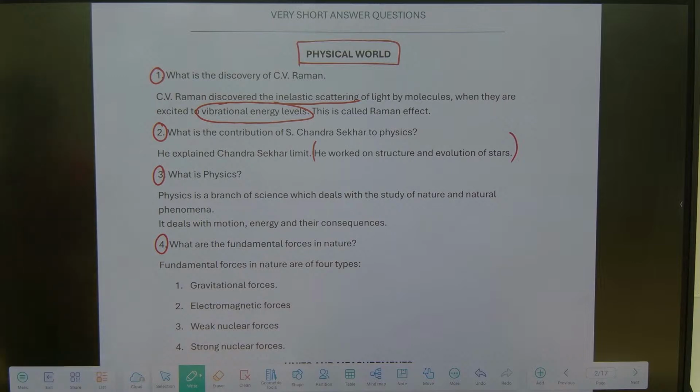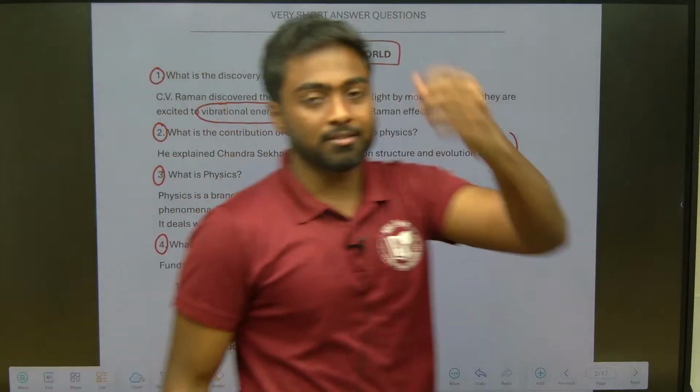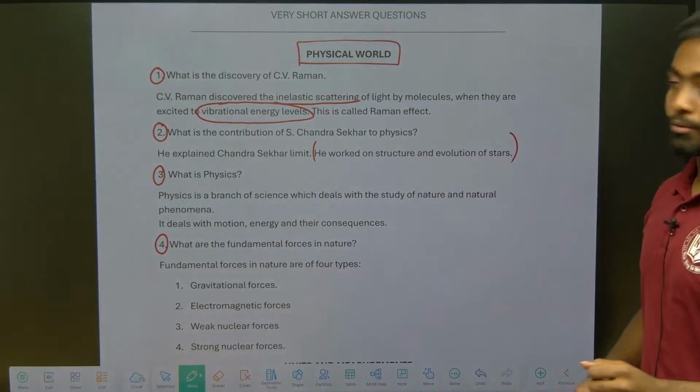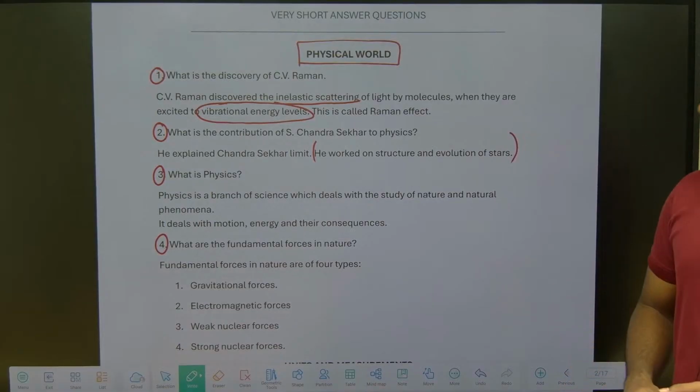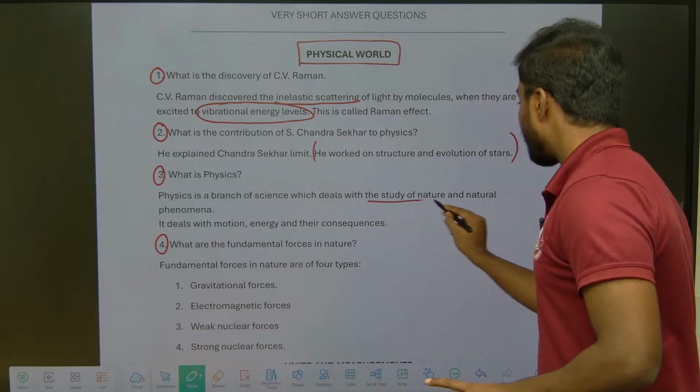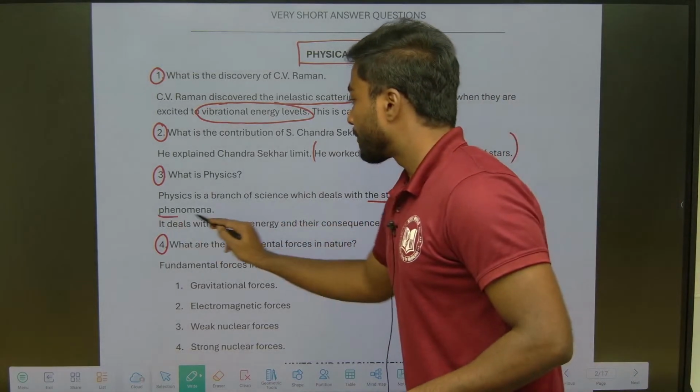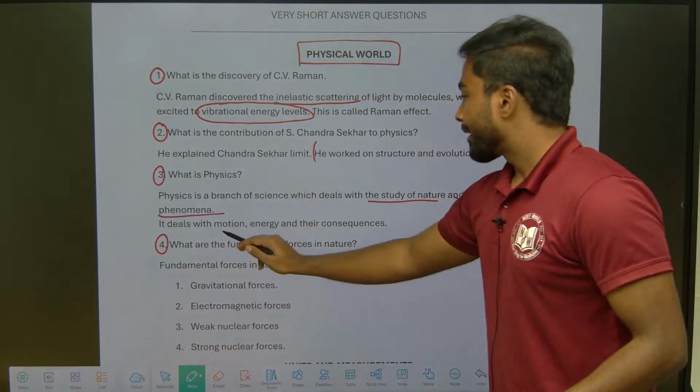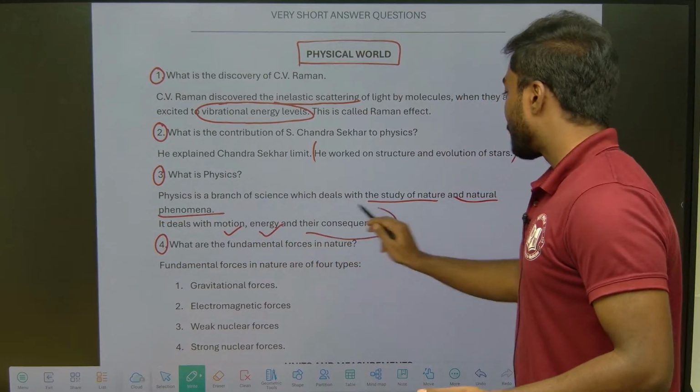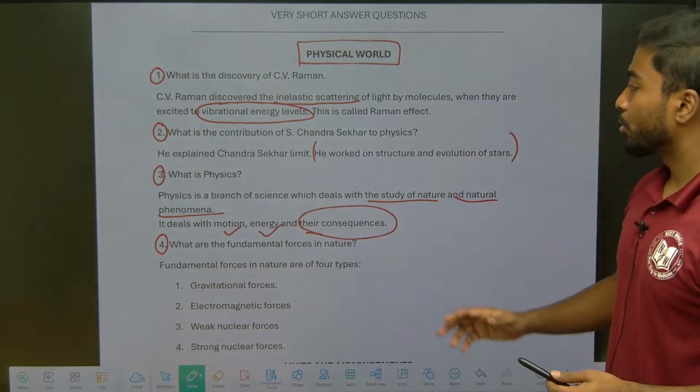Next we will go for the third question and fourth question. What is physics? Physics is a branch of science which deals with the study of nature and natural phenomena. It deals with motion, energy and their consequences. So this is about the physics part.